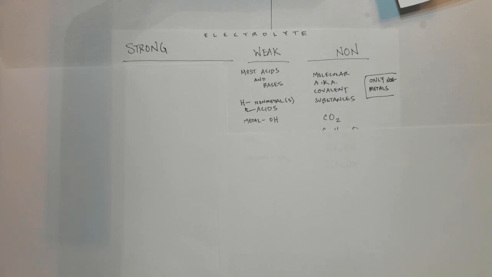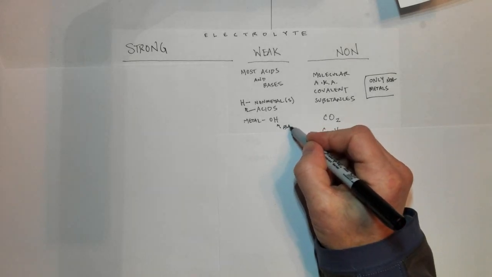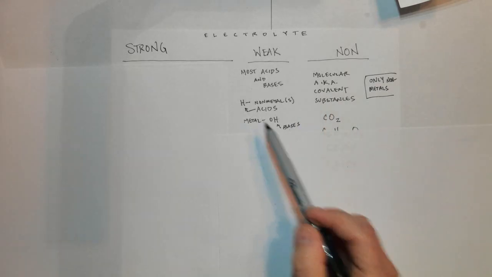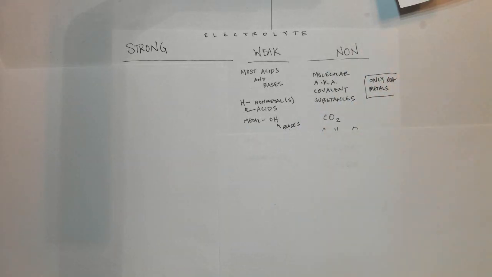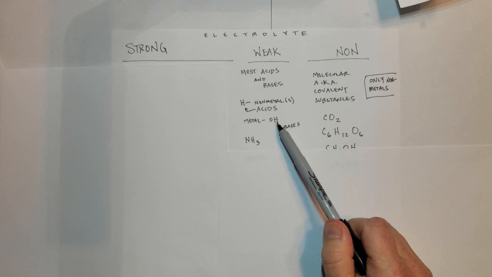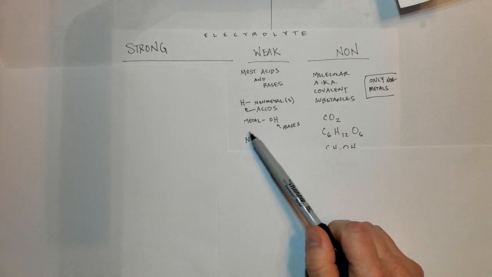Most bases, or a lot of bases I should say, have a metal and then have a hydroxide connected to them, an OH right here. And these generally tell you that they're bases, and they contain a metal, and so you can separate them from the non-electrolytes.